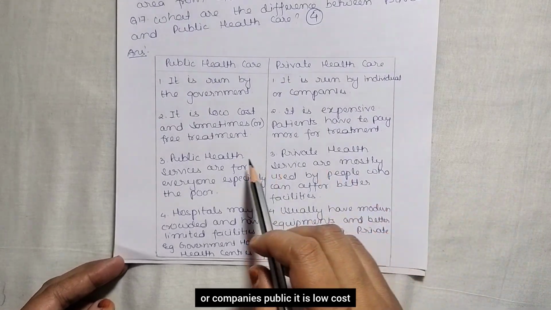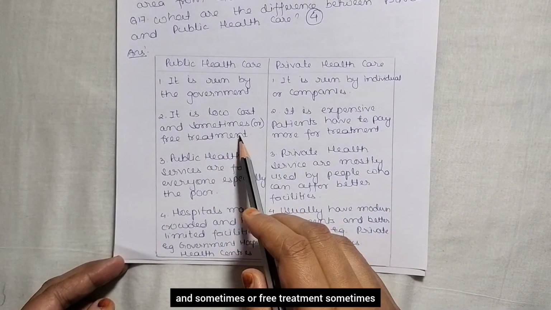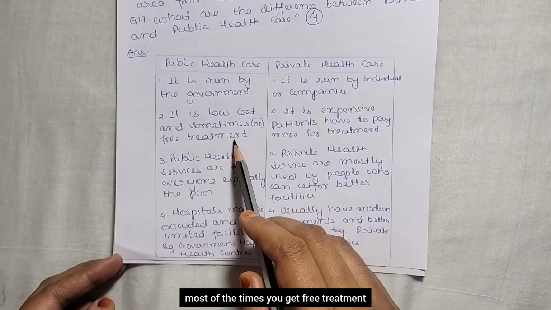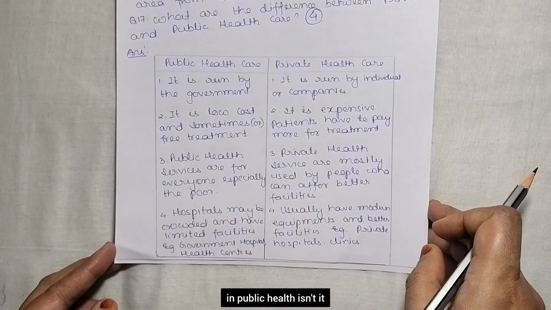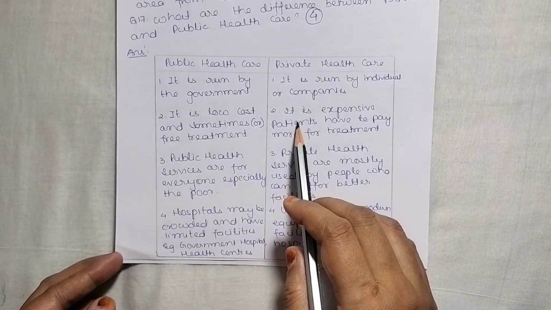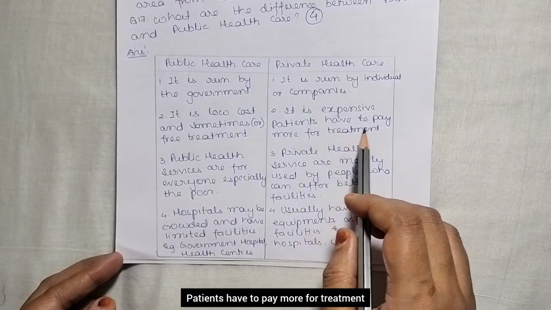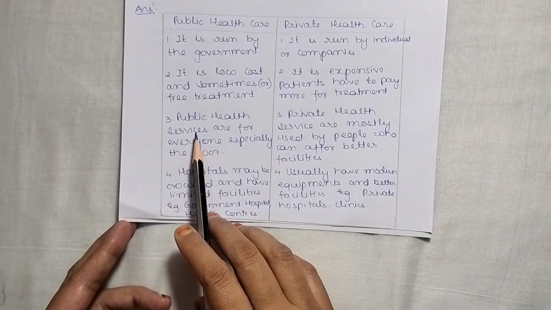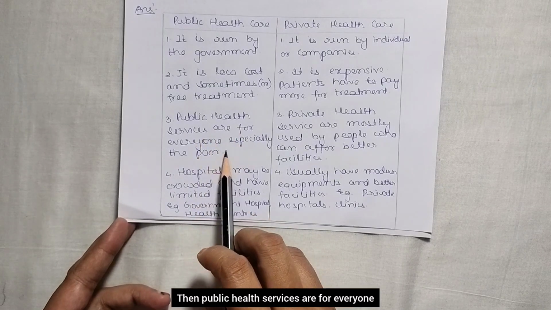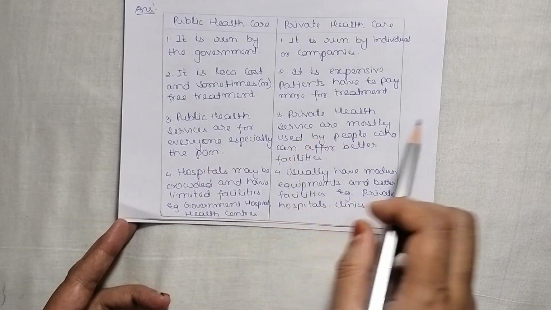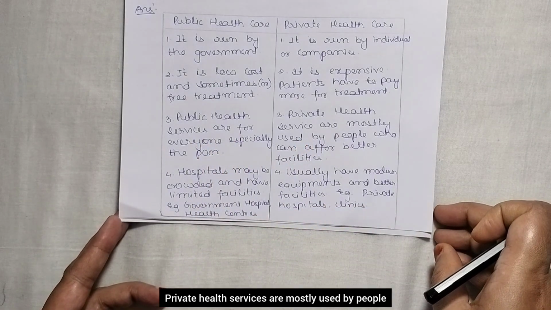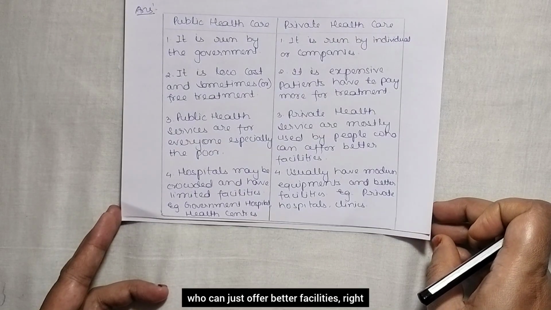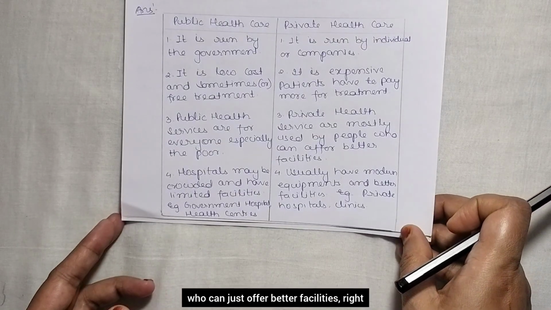Public healthcare is low cost and sometimes free treatment. Most of the time you get free treatment in public health, isn't it? Then private is expensive. Patients have to pay more for treatment. Then public health services are for everyone, especially for the poor. Private health services are mostly used by people who can afford better facilities, right?